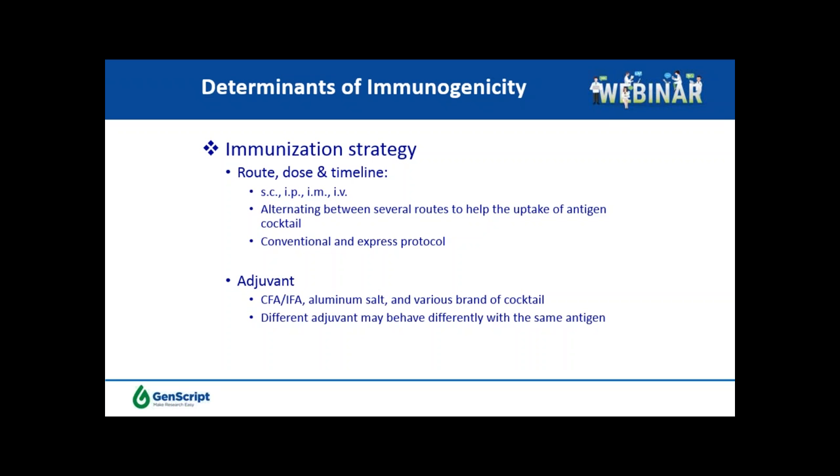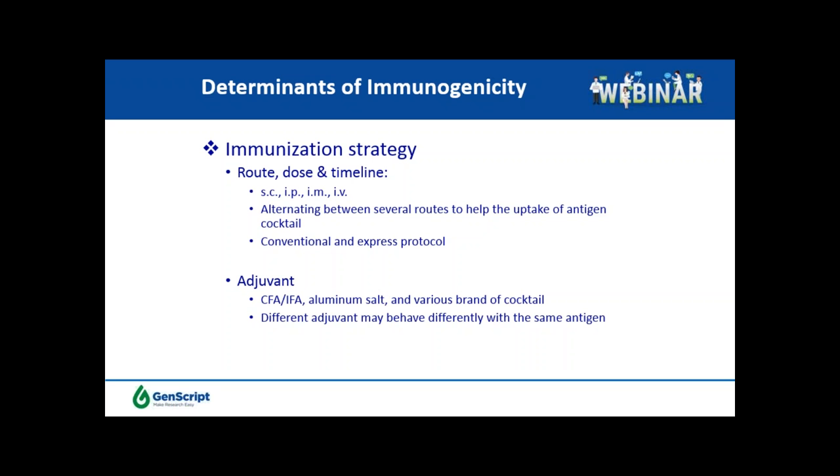People have been injecting animals for decades using various protocols, including multiple combinations of routes, dosage frequencies, and adjuvants. However, most of the time, there's no best immunization strategy. It is better to include several options in one campaign in order to achieve the best success rate. For instance, we would recommend setting up two adjuvant groups, one using the conventional CFA-IFA combo for emulsified antigen, and the other group using a water-based adjuvant, such as an aluminum-based adjuvant.